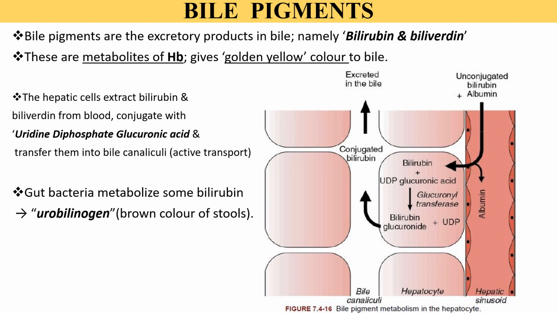Apart from this, when the bile pigment is broken down by the gut bacteria, it produces a brown color pigment called urobilinogen or stercobilinogen that gives the stools their brown color.